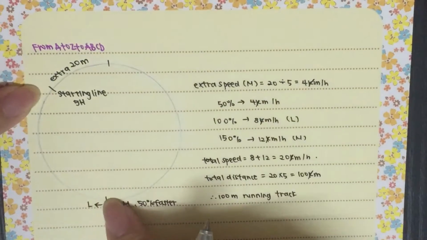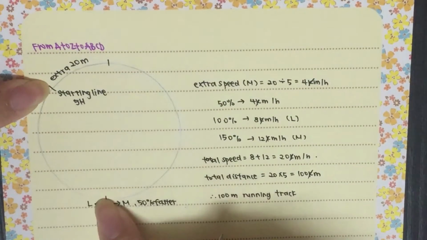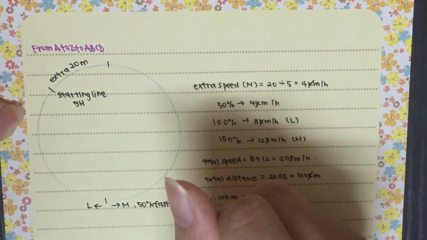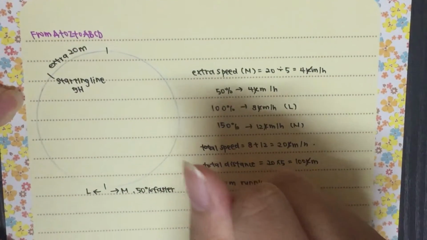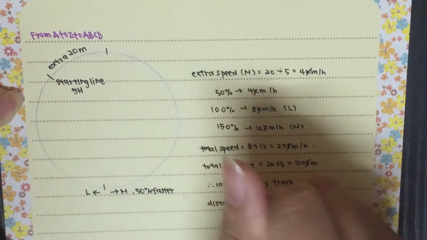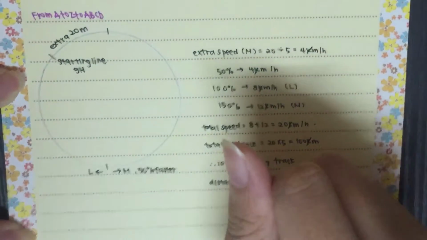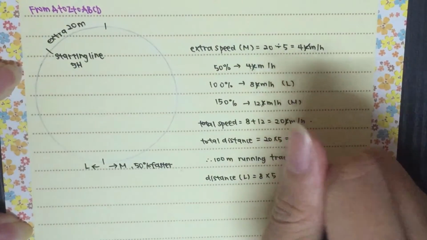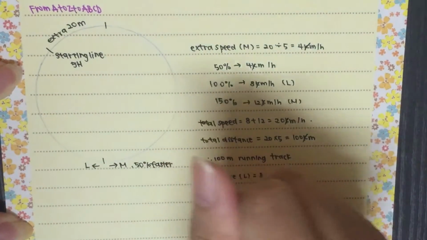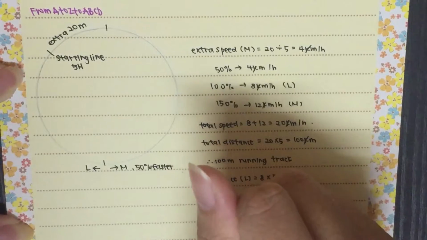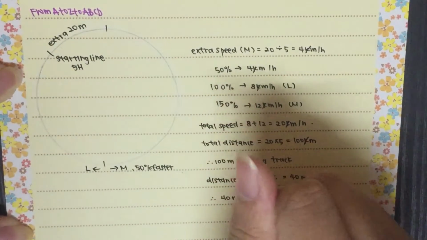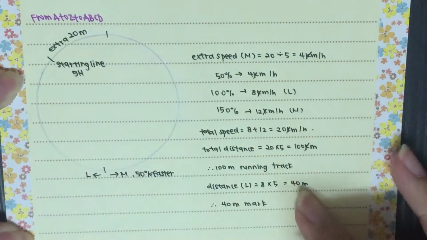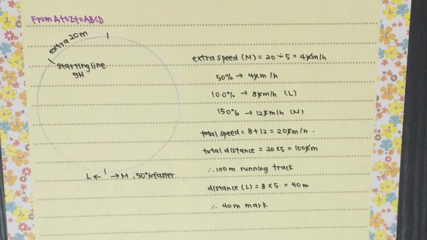So, the easiest way is to find out how far Lily runs. The distance of Lily will be equals to the speed, which is 8 meters per hour times 5 hours, which gives us 40 meters. Therefore, they start at the 40 meter mark. Ta-dang! The 3-part answer.